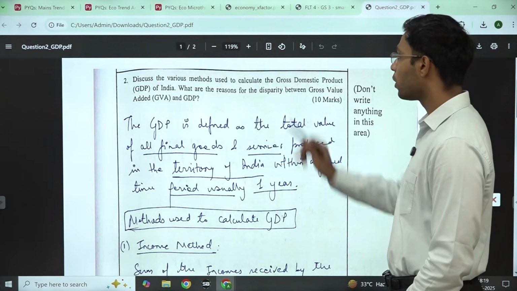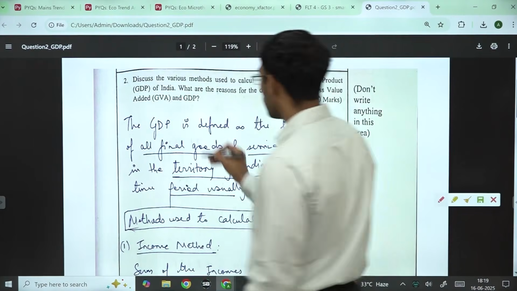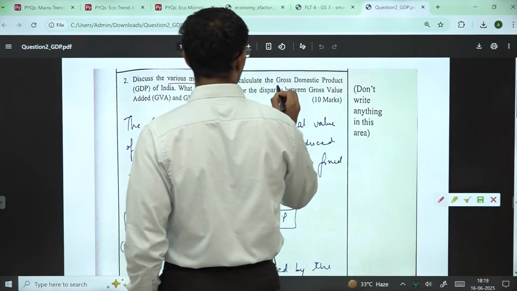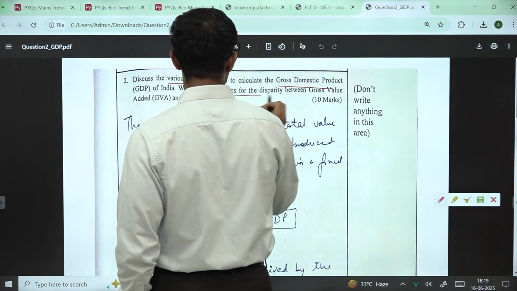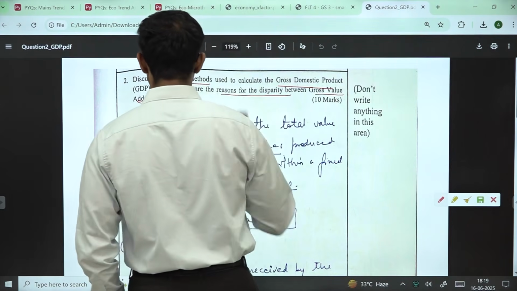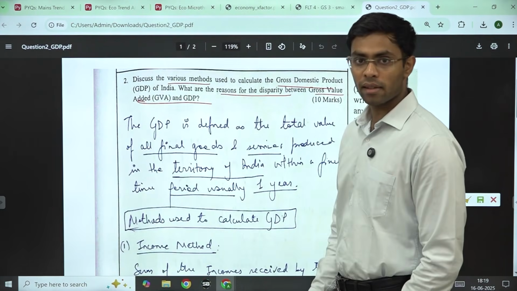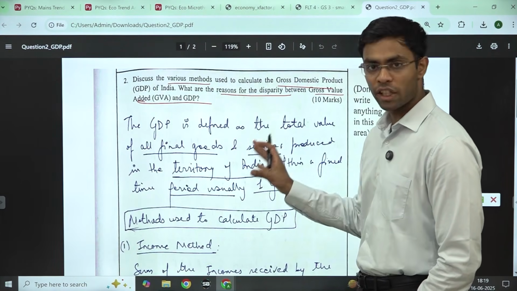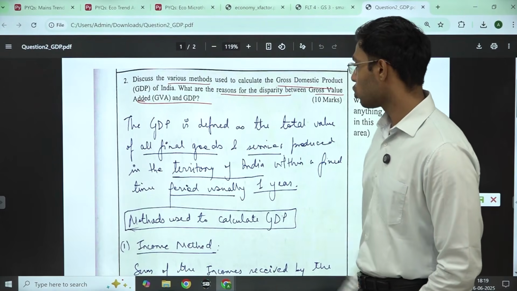He asked the various methods. So now it's the various methods for GDP, reasons for disparity between GDP and GVA, right? Now I have to show him exactly that I know what GDP is. So here is a verbatim definition of GDP.